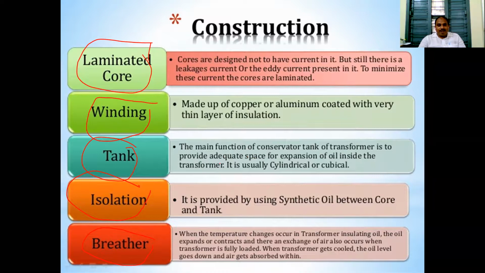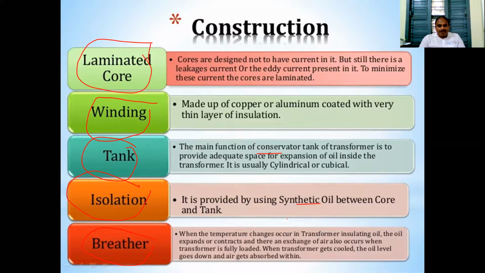Tank. The main function of the tank is that it has a conservator tank on the upper side of the transformer. The tank reserves the oil in the transformer for providing the coolant. So we have oil in this tank, and it provides mechanical support also. The tank also provides mechanical support for the windings and core. Both winding and core are inserted in the tank, which provides protection from the external atmosphere. This isolation or insulation is provided with the help of synthetic oils.